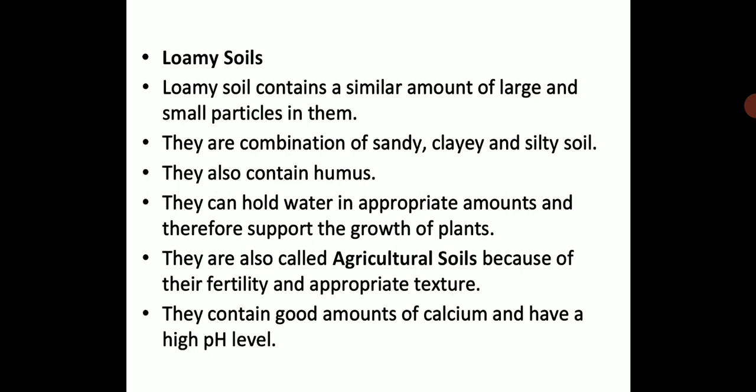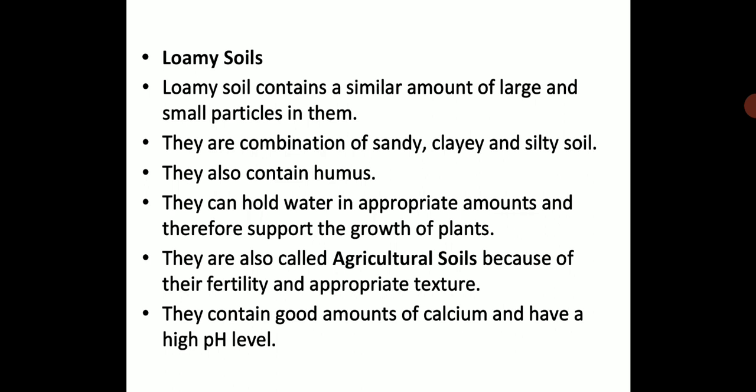As you know, what is loamy soil? Loamy soil contains a similar amount of large and small particles. They are a combination of sandy, clayey and silty soil. They also contain humus. They can hold water in appropriate amounts and therefore support the growth of plants. They are also called agricultural soil. They are so suitable for agriculture because of their fertility, and they have appropriate texture, and they contain good amounts of calcium and have a high pH level.